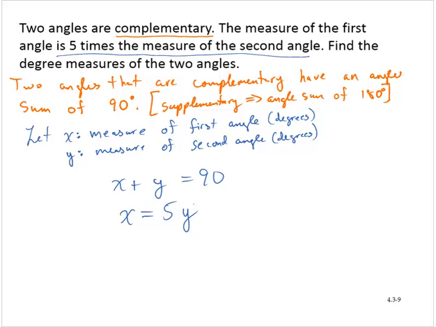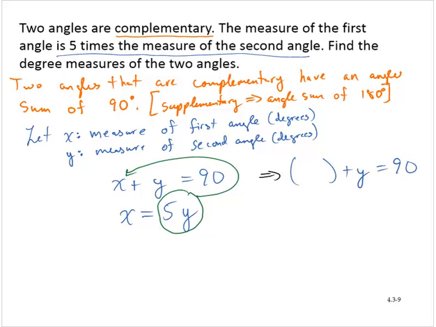Now, I'm going to use a substitution here. It's just straightforward to use a substitution. We have x equals 5y, so since I already have the x isolated, I'm going to use substitution to replace the x in the first equation with 5y. So then that would give me, equivalently, instead of x, I will write 5y.